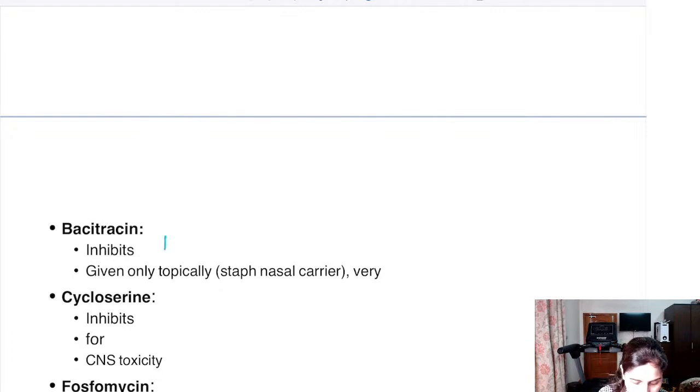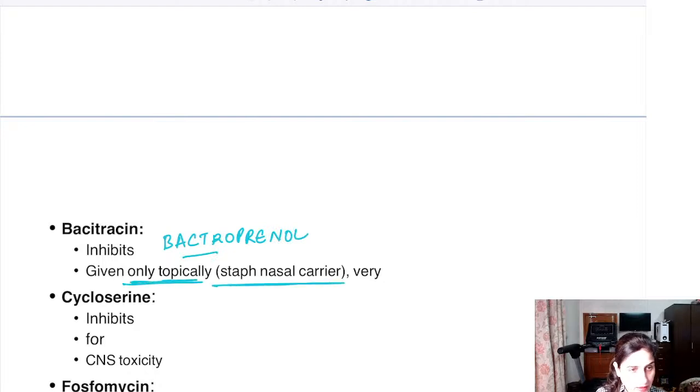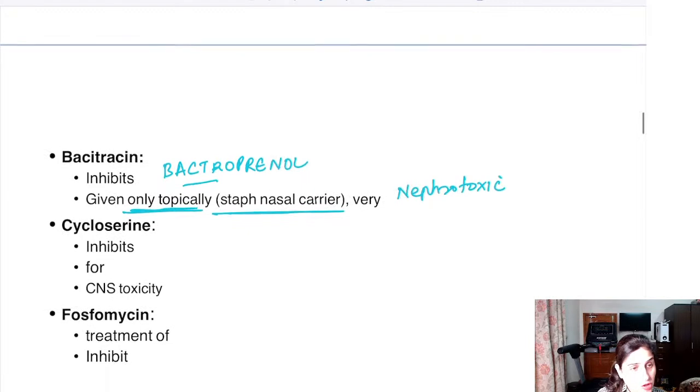We have done that it inhibits bactoprenol. It is only given topically for staph nasal carriers because it is a very, very nephrotoxic drug. We don't give it by the systemic route. Very, very nephrotoxic, and because of that it is only given topically.